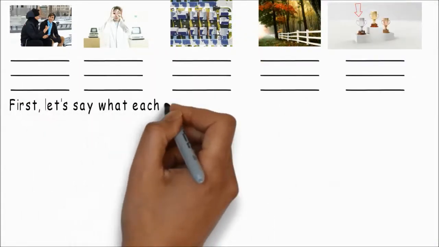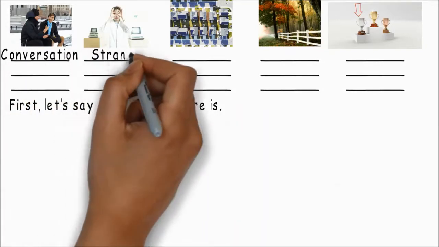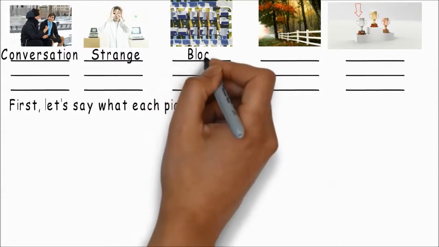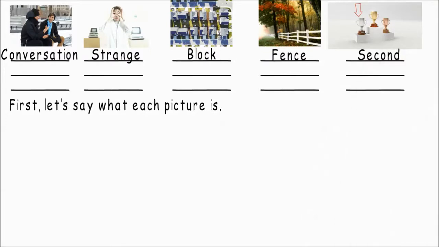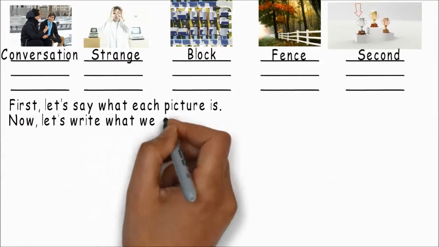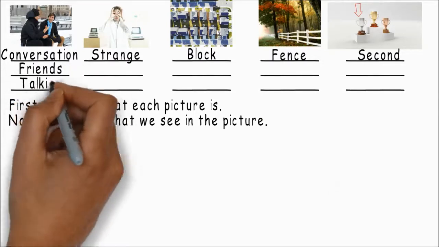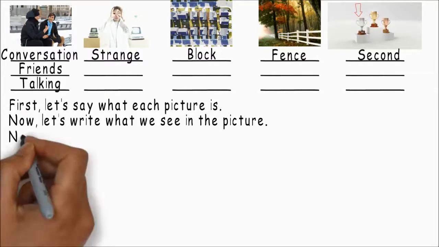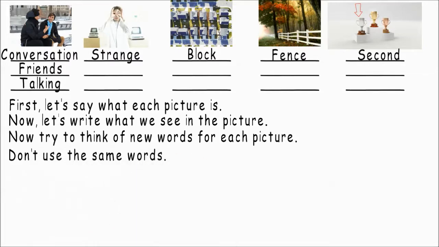Let's get some new pictures here. First, let's say what each picture is. Conversation. Strange. Block. Fence. Second. Now, let's write what we see in the picture. Friends. Talking. Now, try to think of new words for each picture. Don't use the same words.